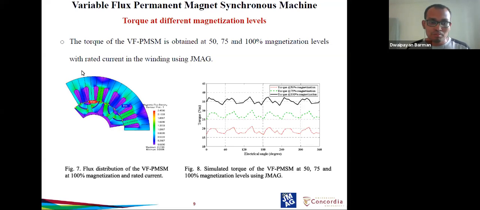The flux distribution of the variable flux PMSM at 100% magnetization and rated current are shown in different parts of the variable flux PMSM. We can see that in the core of the variable flux PMSM, rotor and stator core, the magnitude of the flux density is higher, but in the barrier, which is mainly nothing but air, the magnitude of the flux density is almost zero.